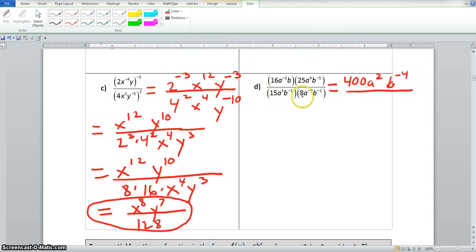Now we go in our denominator. 15 times 8 will give us 120. A to the 5th times a to the negative 7. We add the exponents. That will give us a to the negative 2.